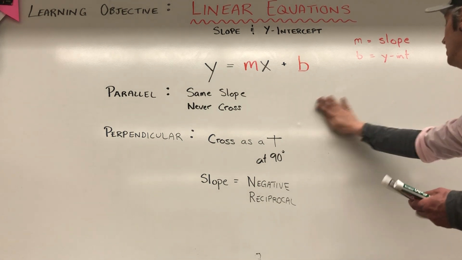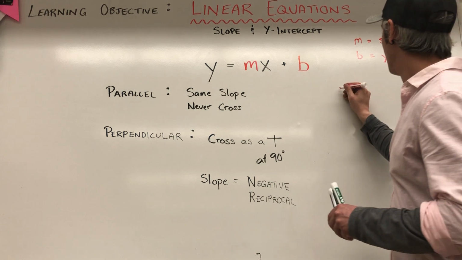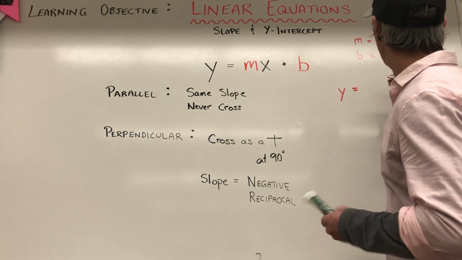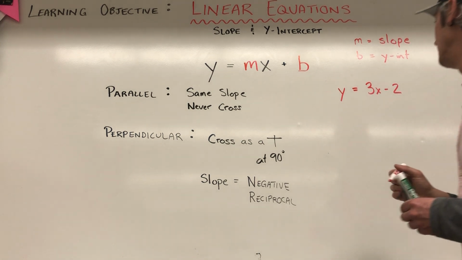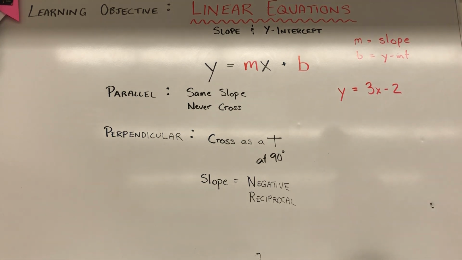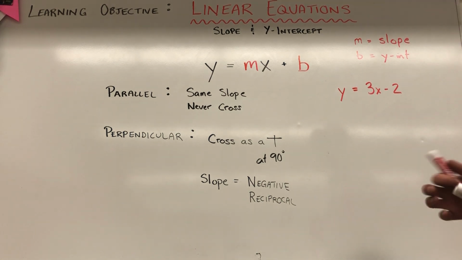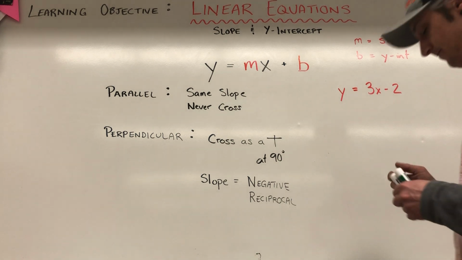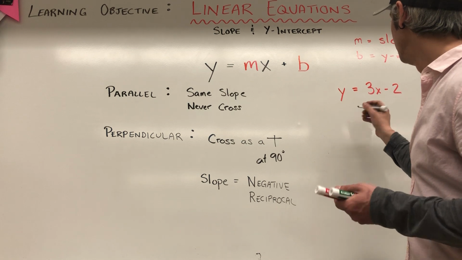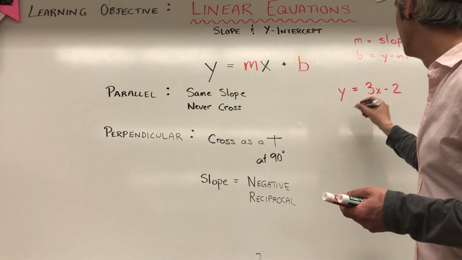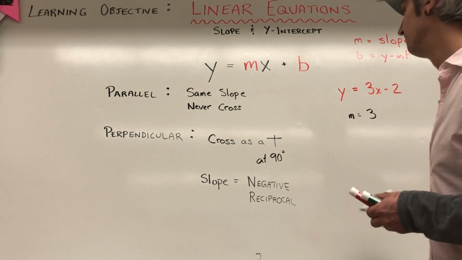Now, let's say I have the equation of a line of 3x minus 2. And I ask, what is the slope of a line that is perpendicular to this line? Well, if I want to calculate that, I first have to identify what is the slope of this line. What's the number that's beside the x? It's 3. So the slope of that line is 3.